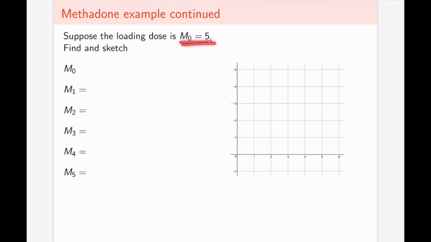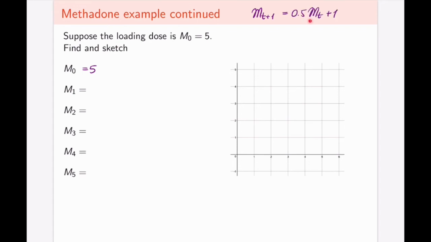Now, this might seem like a large number given that every day we only supplement with 1 additional unit, but a so-called loading dose is always high. This is the dose that's given immediately after the surgery to make sure that the patient is comfortable right as they wake up. So if we start with 5, recall that our overall updating function is 0.5 m_t plus 1.